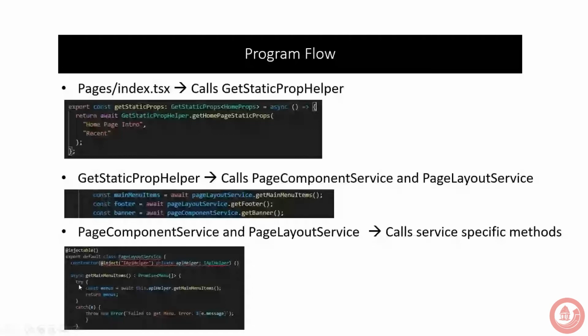Okay, so this code does not change. What changes is actually the registered API helper. Everything remains the same, except that you can add more and more CMS related API helpers, as you wish. Okay, so that's the program flow.